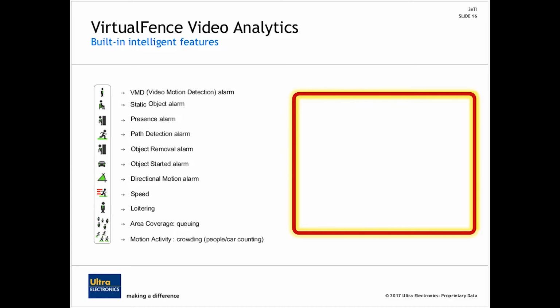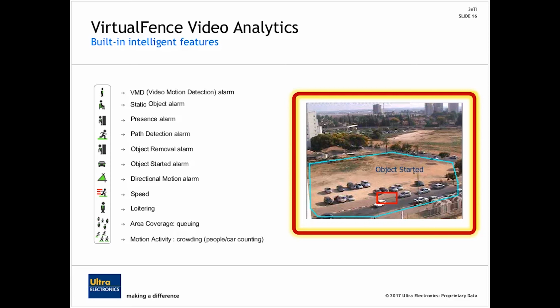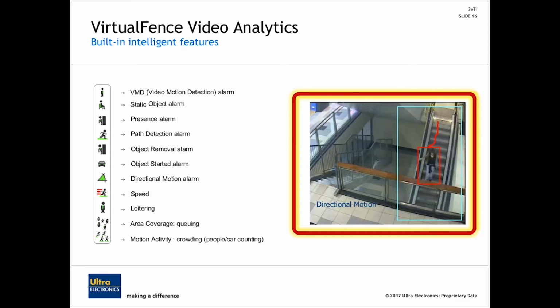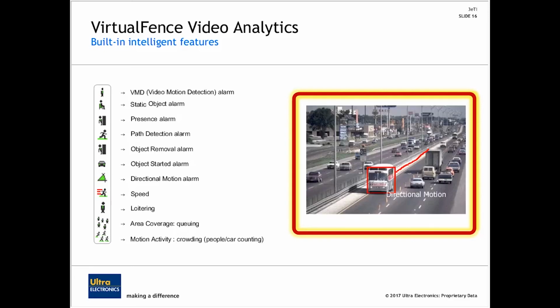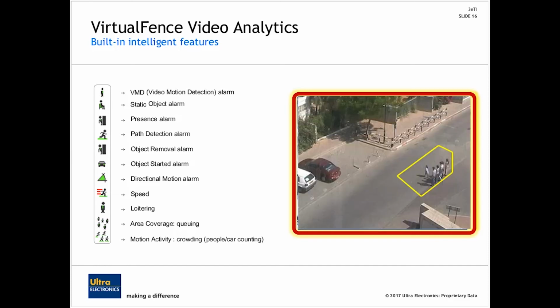We have presence, path, if they're going from A to B. In terms of theft, things could be removed. A car is moving. Directional, so the analytics are smart. You know, I want to know when somebody's going down the stairs, not up the stairs, for example. From a traffic management standpoint, as well as identifying threats at entry control points: direction, motion, speed, loitering, which is interesting in coverage, and area queuing, and I think there's one more.